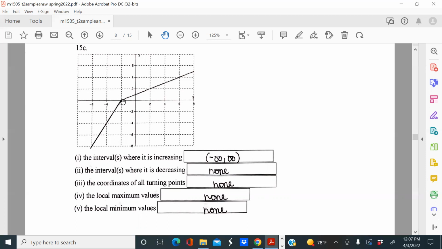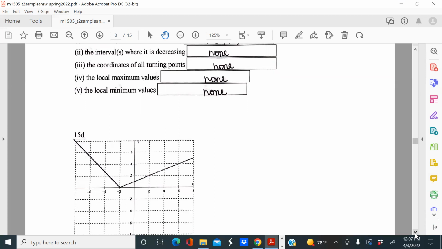Now, this point is not a turning point. All right. So obviously you have a bend in the curve here, but that is not a turning point. Because to get a true turning point, the curve has to switch from increasing to decreasing or vice versa. Here, it is continuing to increase past this point, just not at the same rate.